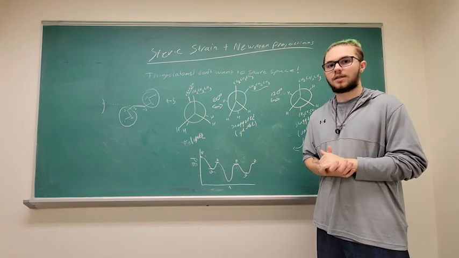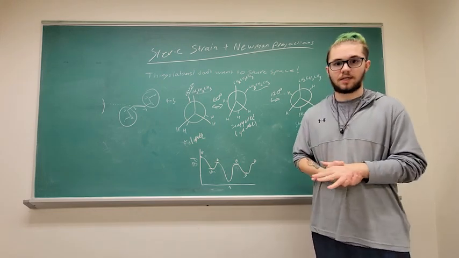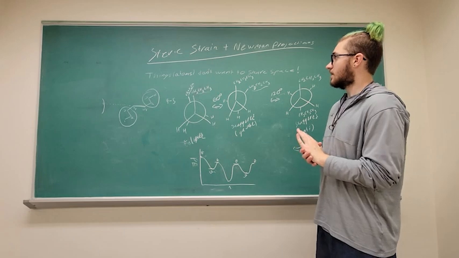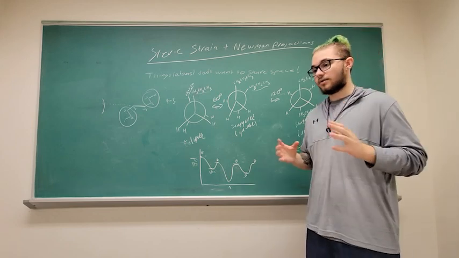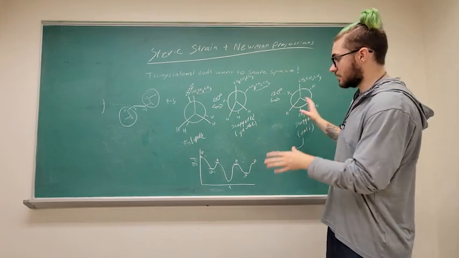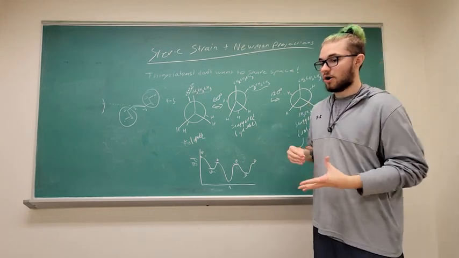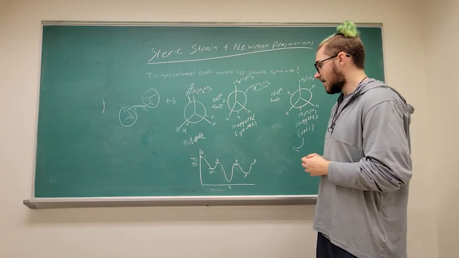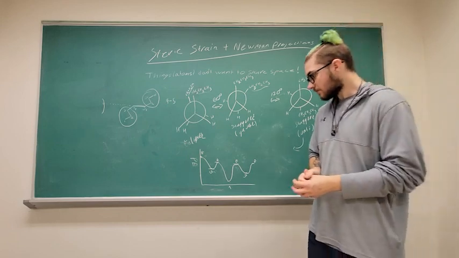I hope that I was able to clear up some confusion, if there was any, around steric strain, Newman projections, how things overlap, and why different versions of a Newman projection are at higher or lower energy and more stable or less stable.